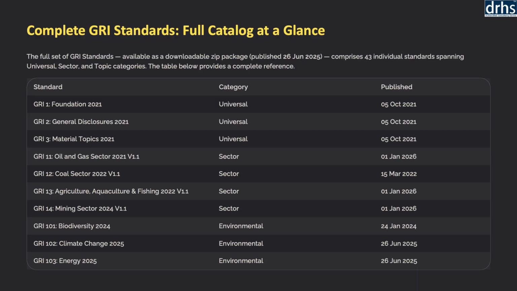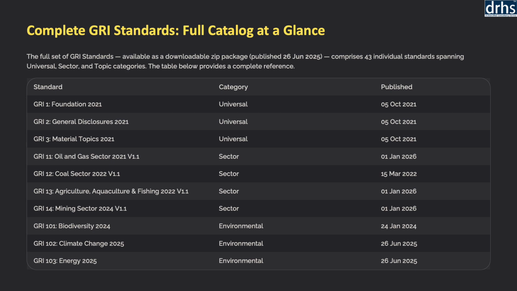The inclusion of sector standards highlights the increasing emphasis on industry-specific nuances, enabling more precise and decision-useful disclosures tailored to high-impact sectors such as energy, mining, and agriculture. The topic standards, particularly within the environmental domain, such as biodiversity, climate change, and energy, demonstrate the framework's responsiveness to evolving global priorities.